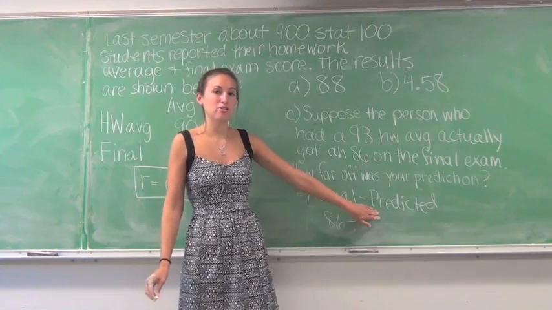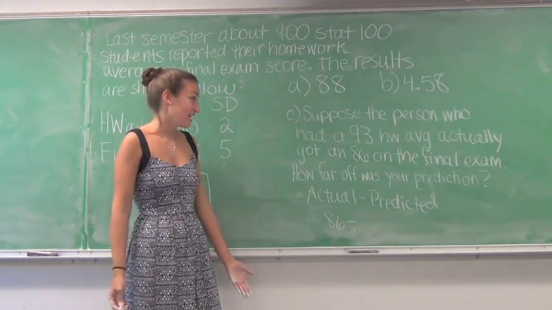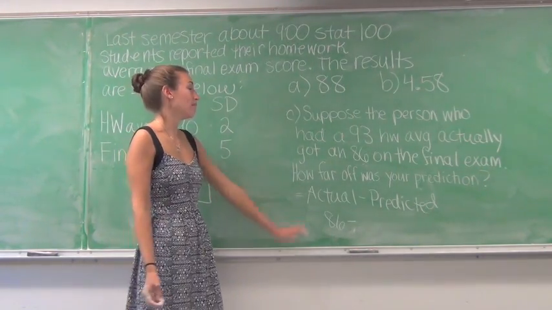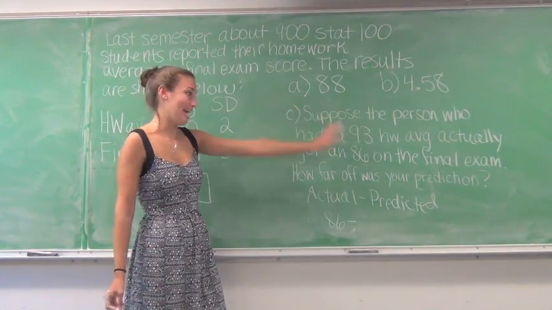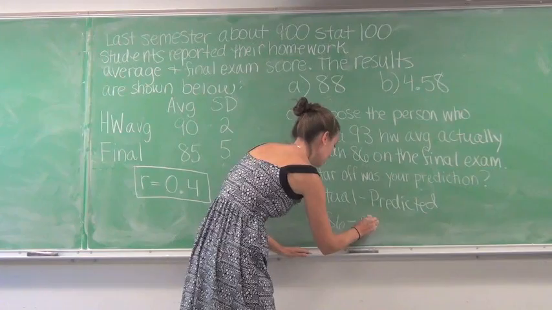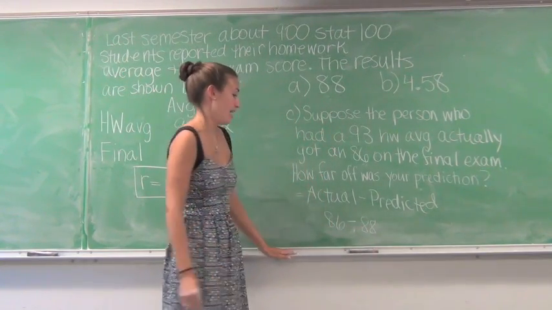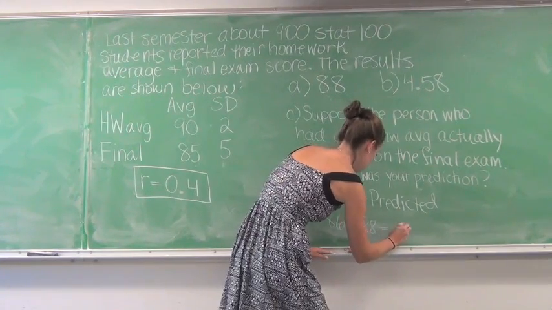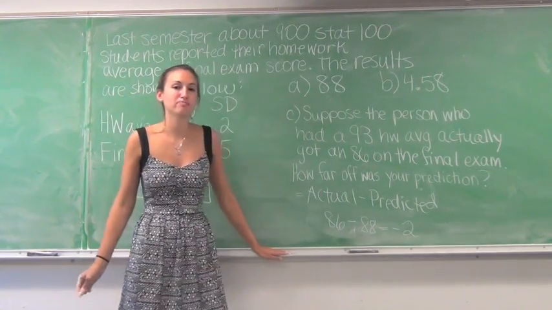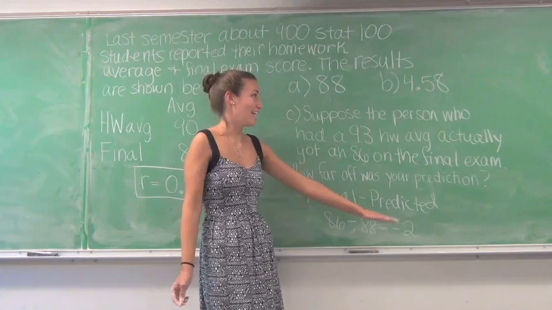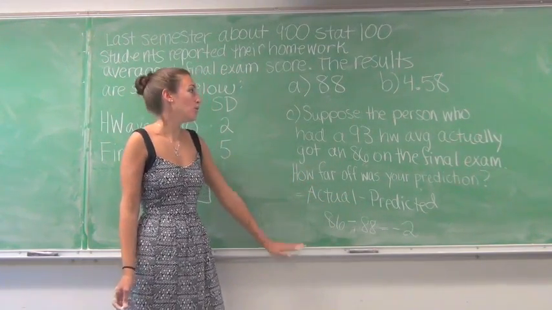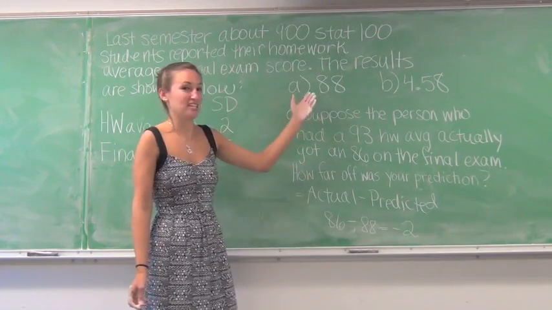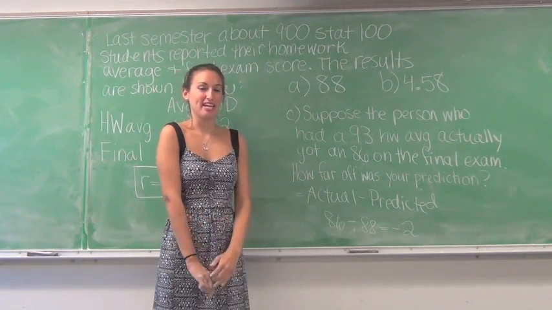Minus our predicted. Remember, part A, we were predicting what someone who had a 93 homework average would get on their final exam. And we predicted that they would get an 88. So 86 minus 88. So our prediction error is just -2. And here we see our prediction error is negative, and that's because we predicted them to do better than they actually did. We predicted they'd get an 88, but in reality they got an 86.